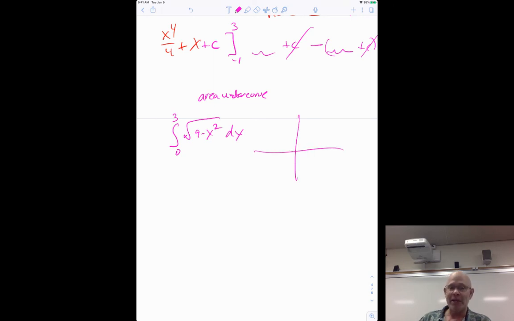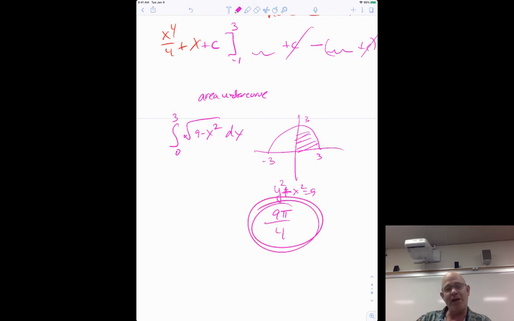So we have to go back to the old ways, right? Draw a picture. So anything that you can't find the antiderivative of, this is just a circle, by the way. y squared plus x squared equals 9. So a circle with radius 3, and we're going from 0 to 3. So its radius is 3, so 9 pi is the area, and we want a quarter of it, right? So 9 pi over 4.